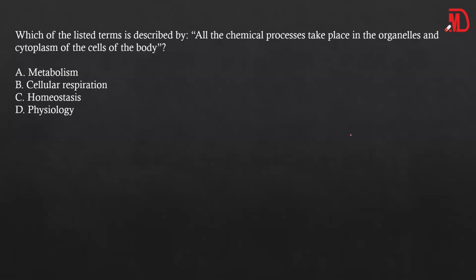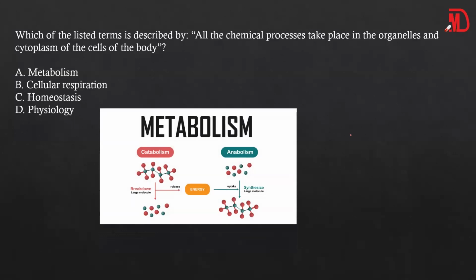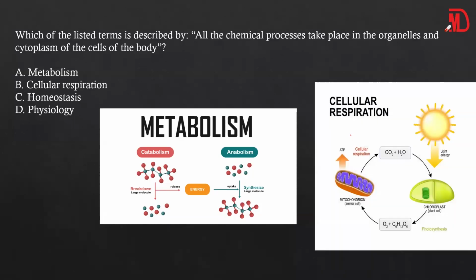The term metabolism refers to all the chemical processes that occur within a living organism to maintain life. These processes occur in the organelles and the cytoplasm of the cells, and include both anabolism, which is building up of molecules, and catabolism, which is breaking down molecules for energy production. Cellular respiration, on the other hand, is a specific metabolic process by which the cells generate energy, also known as ATP, from glucose and oxygen.